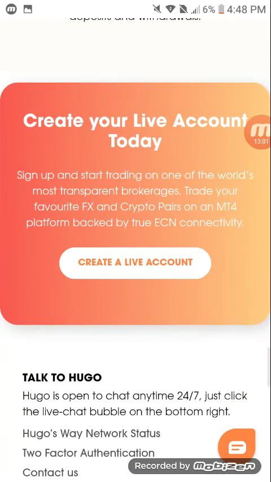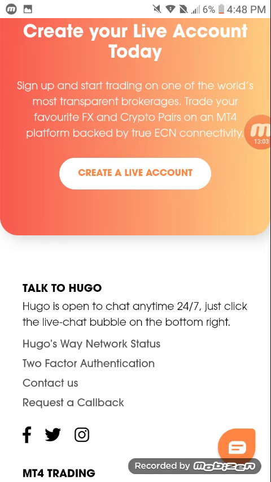So you can create your live account today, sign up and start trading with one of the world's most transparent brokers. Trade your favorite forex currencies and crypto pairs on the Metatrader4 platform, backed by true ECN connectivity. So you can create a live account.